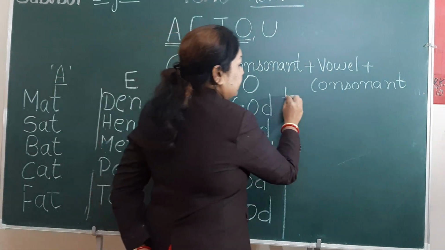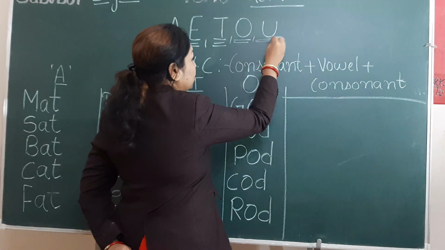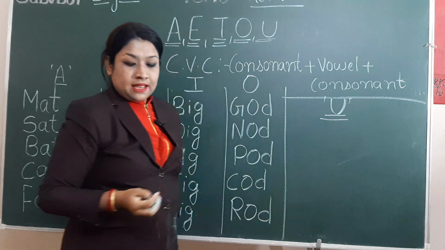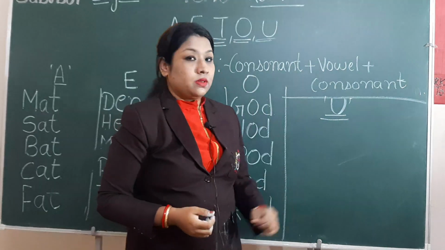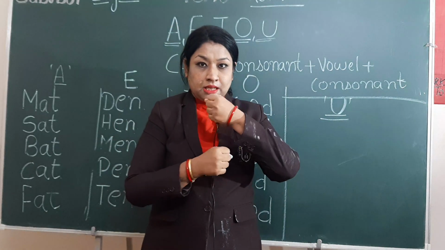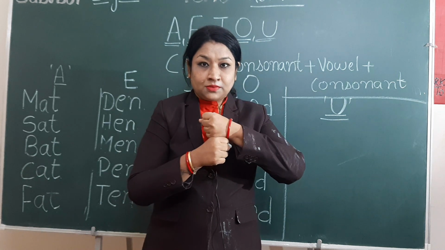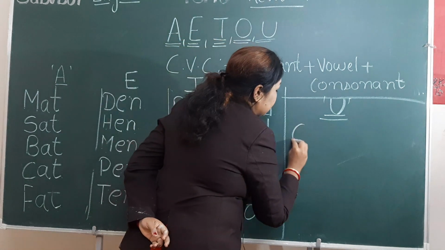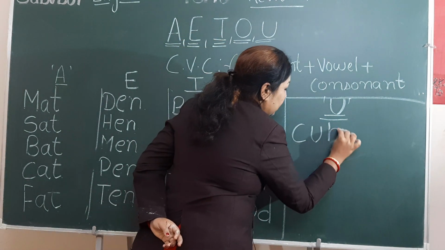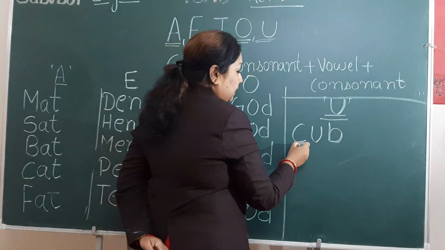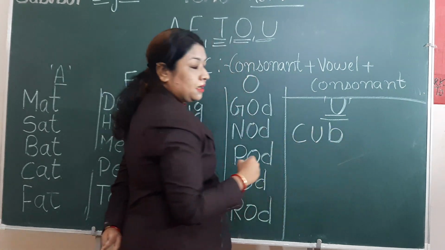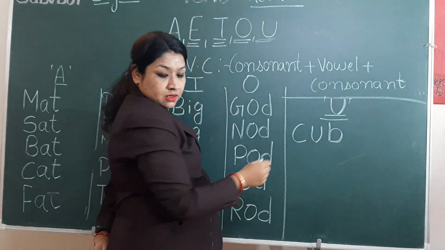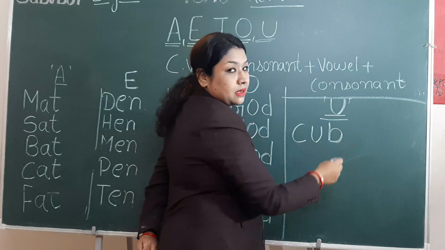And the last one is U. The action of U is like this. The words are C U B, cub. The phonic sound is c a b, cub.